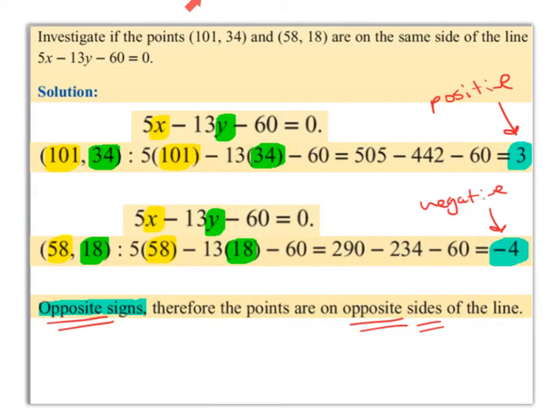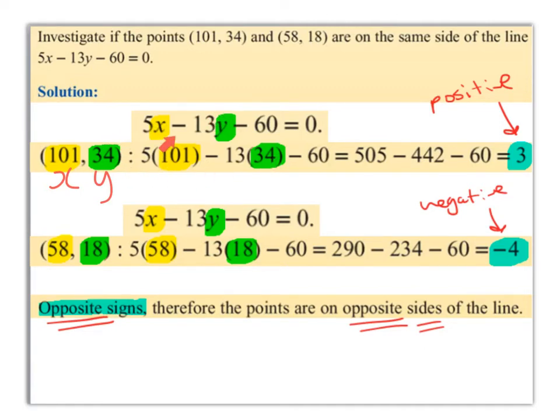Investigate if the points (101, 34) and (58, 18) are on the same side of the line 5x minus 13y minus 60 is equal to 0. So the equation of our line is 5x minus 13y minus 60 equals 0. So the first point was (101, 34). So the x value is 101 and the y value is 34. So we swap x for 101 with brackets around it and y for 34 with brackets around it.